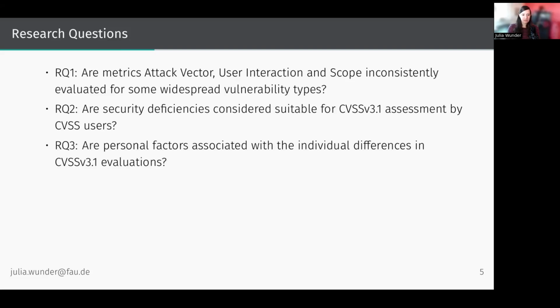The next research question: are personal factors associated with the individual differences in CVSS evaluations? Personal factors can be, for example, the work experience, the opinion of CVSS, how CVSS is handled at work, something like that.